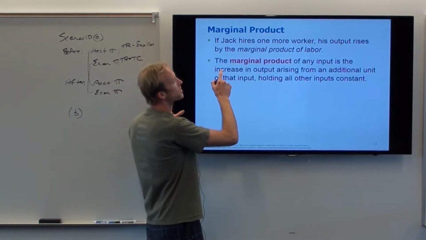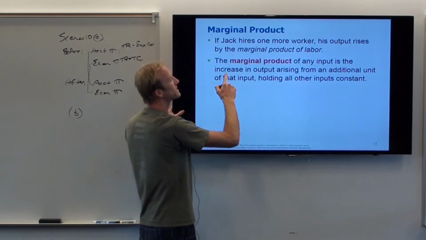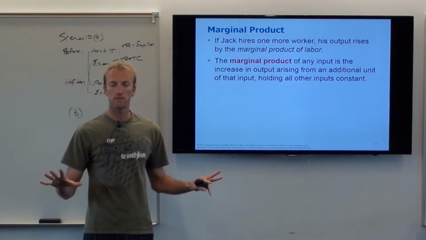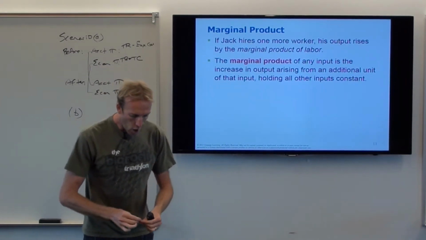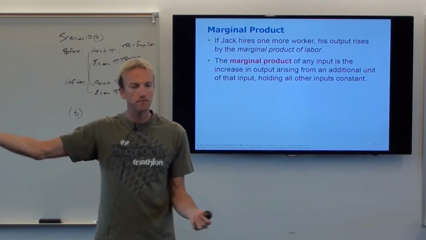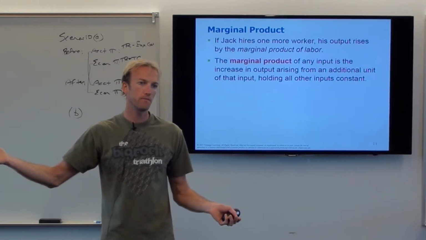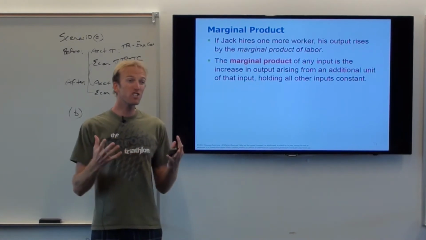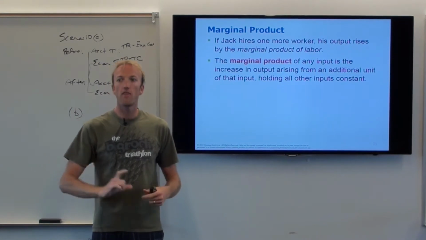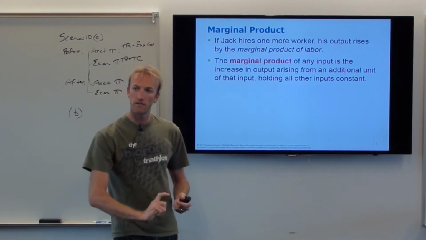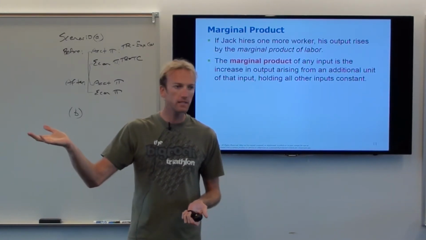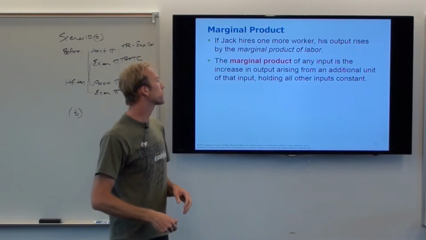So in general, the marginal product of any input is the increase in output arising from an additional unit of that input, holding everything else constant. Basically, I add 1 more unit of input. How many more products did I get? That's marginal product. It's very simple. They call it marginal because of the margin on your piece of paper, the piece on the edge. It's the last guy you hired: how much more did he bring to the party? How much more product did he produce? We call that the marginal product.